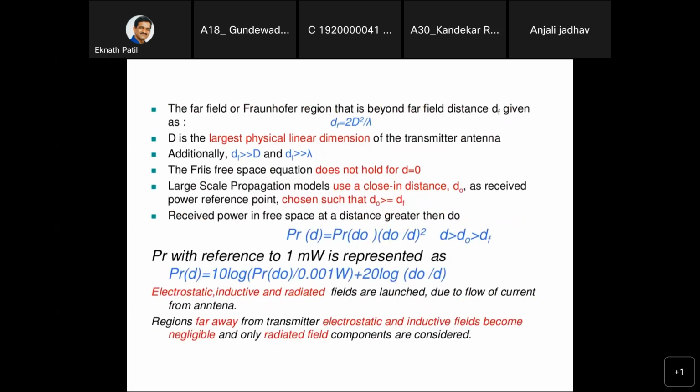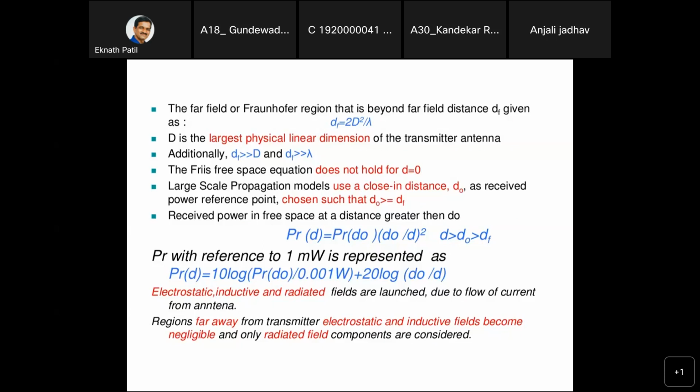The far field, or the Fraunhofer zone, is beyond d_f equal to 2D square by lambda, where D is the largest physical linear dimension of the transmitter antenna. Additionally, d_f is greater than D, and d_f must also be greater than lambda. The free space equation does not hold for d equal to 0. Large scale propagation models use a close-in distance d naught as the received power reference point, chosen such that d naught is greater than or equal to d_f. Received power in free space at a distance d greater than d naught is PR(d) equal to PR(d naught) into (d naught divided by d) whole square, where d is between d_f and d naught.